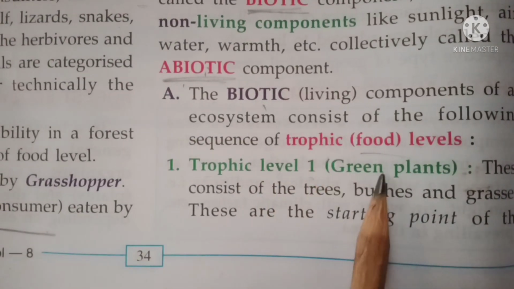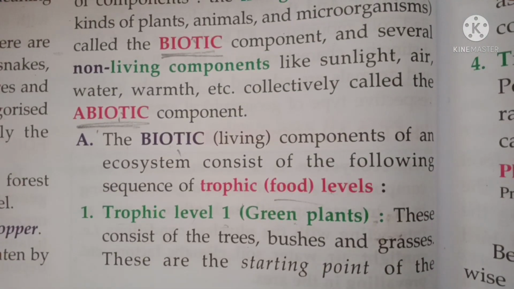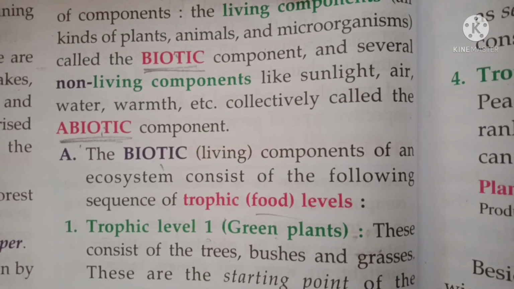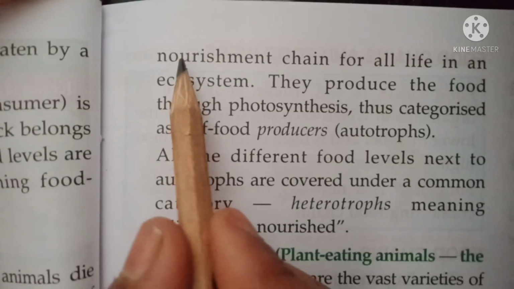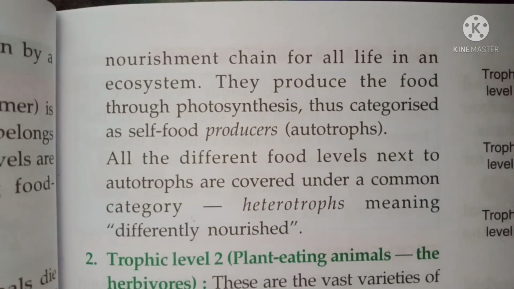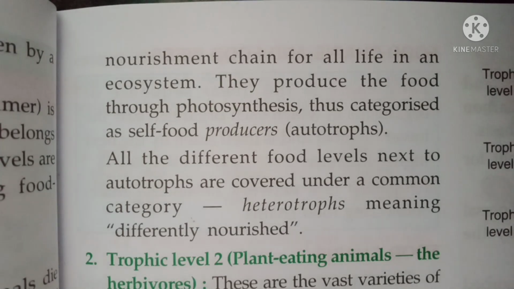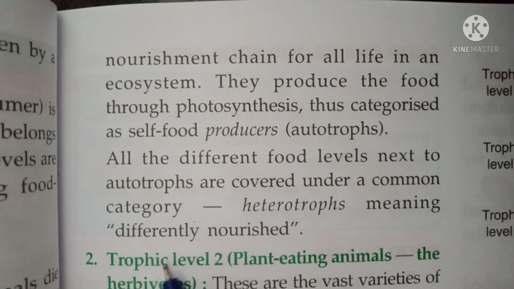Trophic level 1 consists of green plants, consisting of trees and bushes, and they are the starting point of the nourishment chain for all the living life in the ecosystem. They are the producers of food through photosynthesis, thus categorized as self-food producers, that are autotrophs. Okay. Next is trophic level 2.